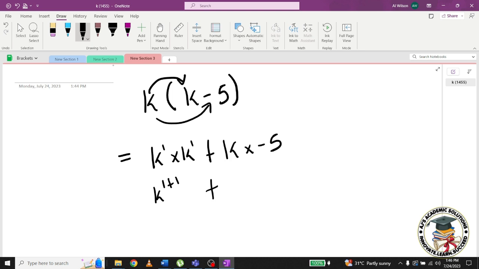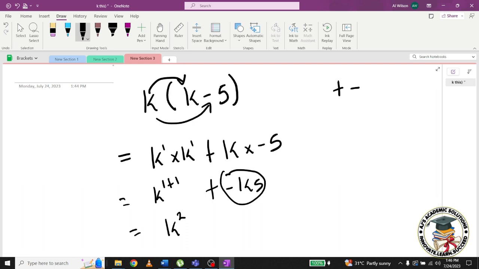And some persons would want to say this is minus k5. However, we're going to have to rewrite this part here. And of course, we're going to have to add this section. So we're going to have k squared. Now, take note to this here.